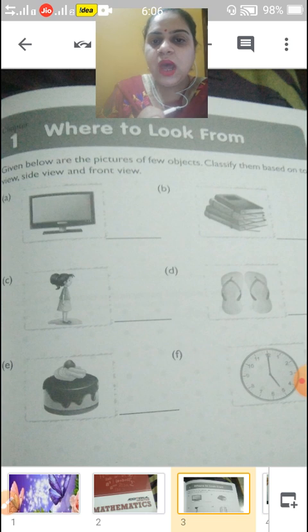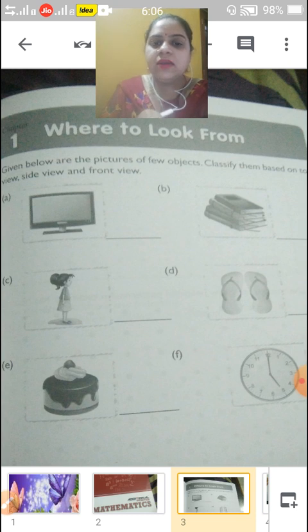Given below are the pictures of a few objects. Classify them based on top view, side view and front view. So children, you have to classify the pictures on the basis of top view, side view and front view.